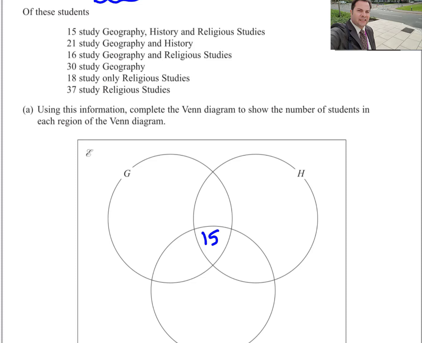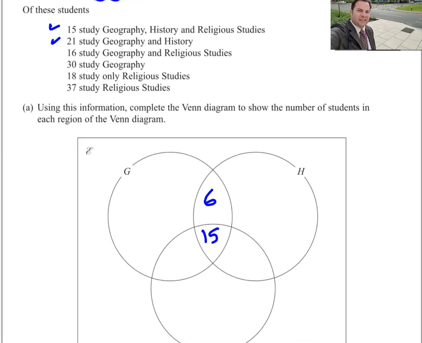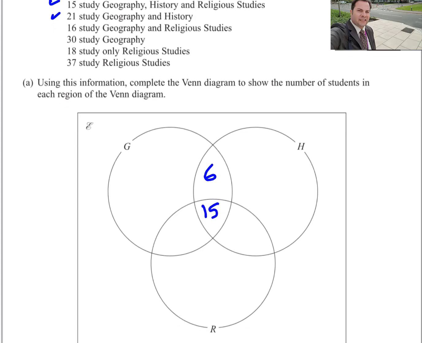21 study geography and history. 21 geography and history, and we already have here 15, so the remainder is 6. The first part done, second part. Third one. 16 study geography and religious study. We already have 15 and it's written here 16, so the remainder is 1. Now this part done. 30 study geography. Geography 30, and we already have here 15 and 6 is 21 plus 1 is 22, so the remainder is 8 to be the total 30.